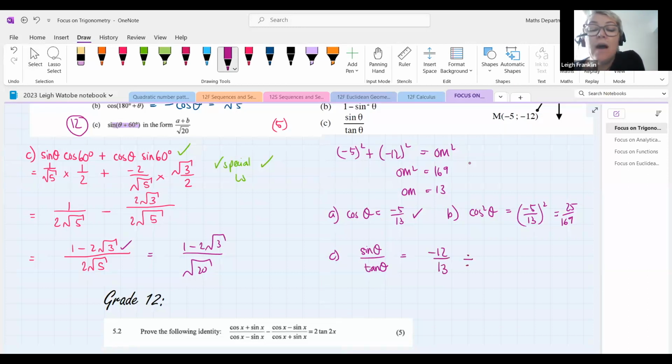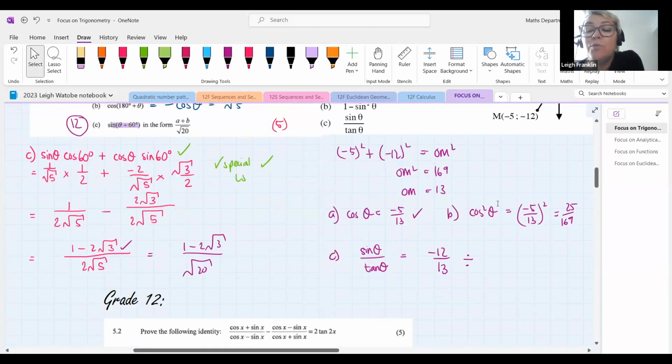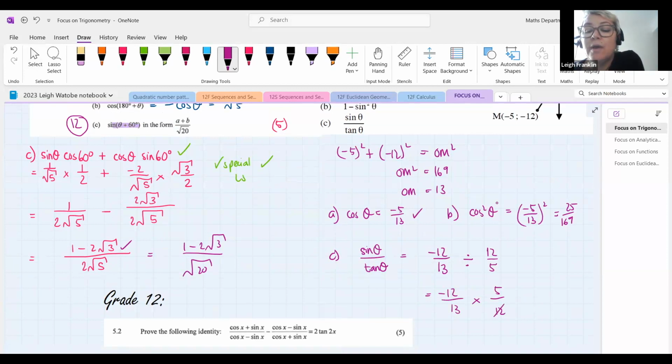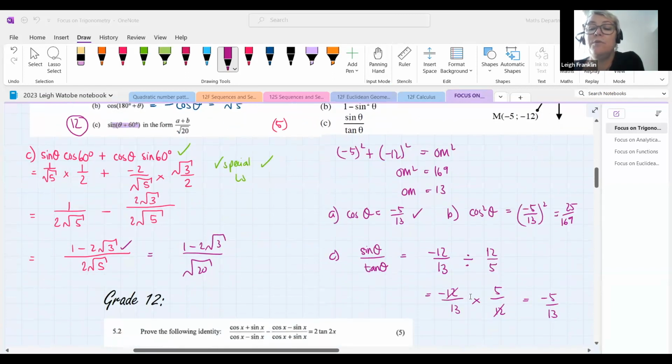They want us to divide it by tan theta. Tan theta is y over x. So that would be 12 over 5. And then we can do tip and times. So we've got minus 12 over 13 times 5 over 12. Cancel our 12s, and that gives us minus 5 over 13. Did you guys get that answer as well? Oh, you got positive. Did I make a mistake with my signs? Don't think so.